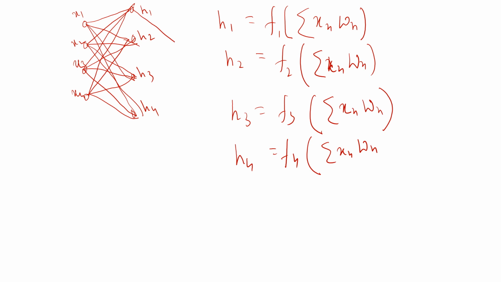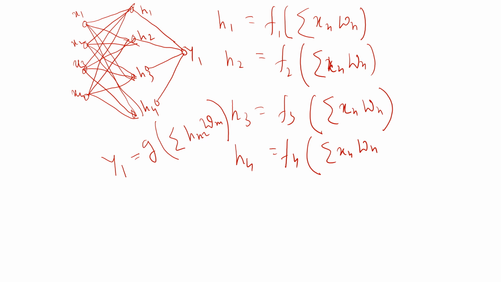Now from h1 to the real output, we'll have these connections. Here also, for y1 there is a single output now, so there will be another function g, the activation function, of summation of hn wm. This is clear. Because this will be h1 w1 plus h2 w2 plus h3 w3 plus h4 w4 equals y1, not exactly equal. So we are using some function to enhance this equalization.